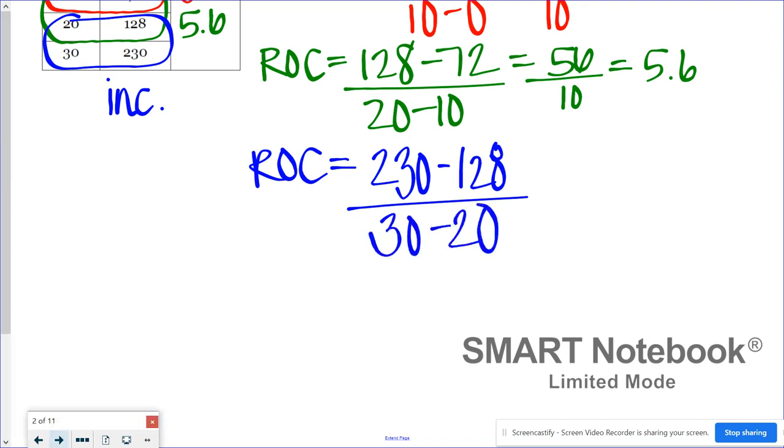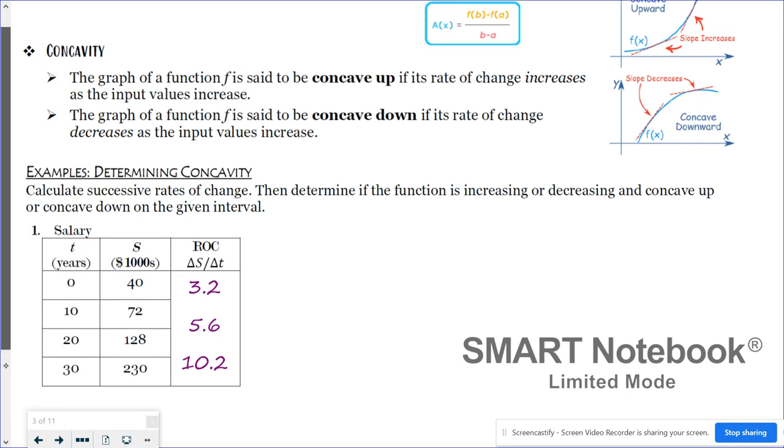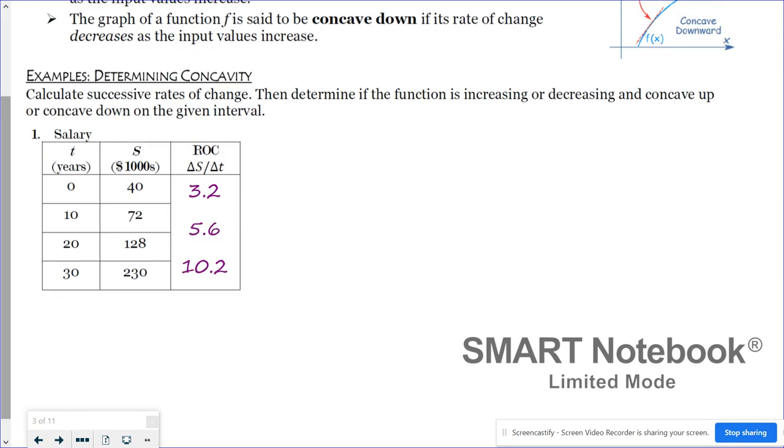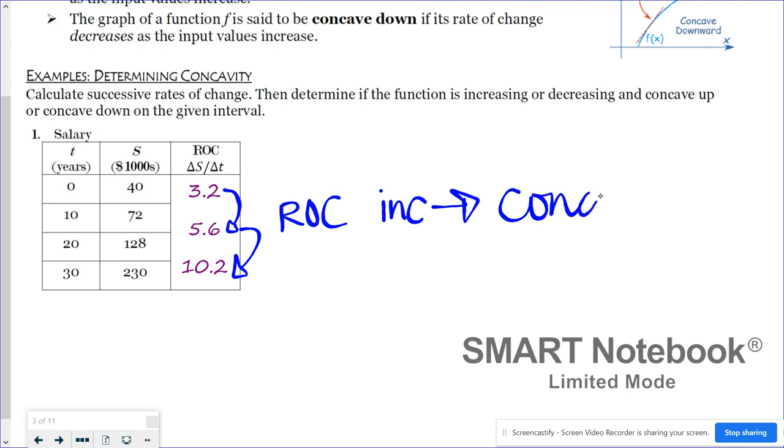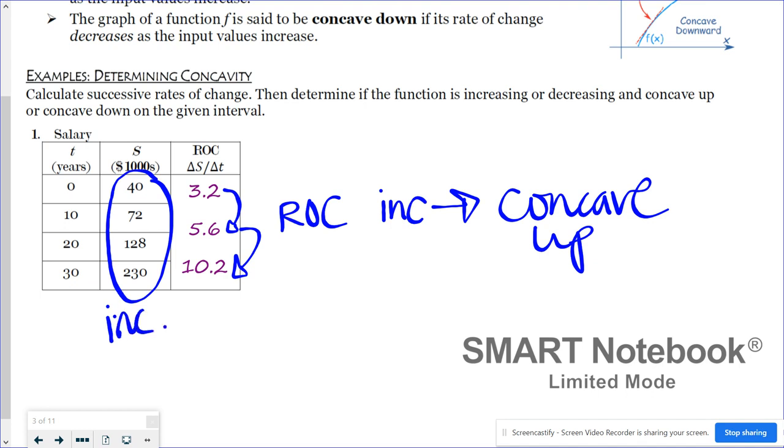Check this out, because I've already done this. What do you notice about the rates of change? It goes from 3.2 to 5.6 to 10.2. Since the rates of change are increasing, my function is concave up on this interval, because it's concave up if the rates of change increase, and concave down if the rates of change decrease. So the function values tell me my function is increasing. The rates of change tell me it's concave up.